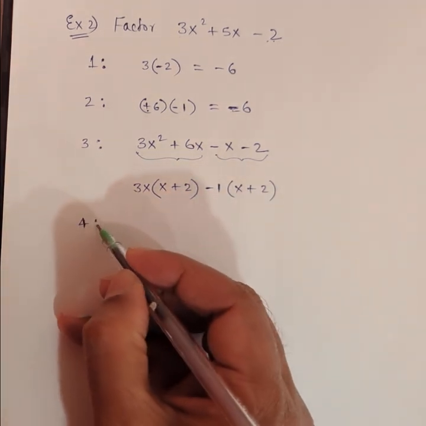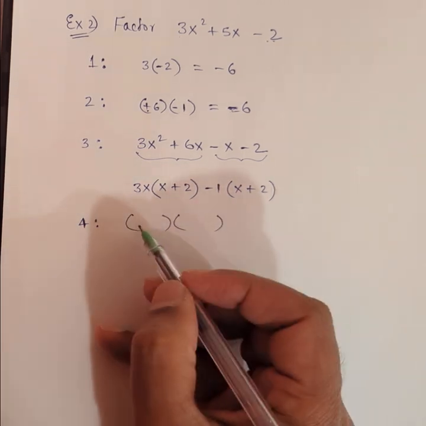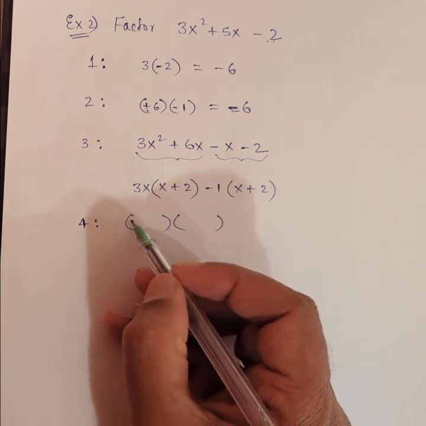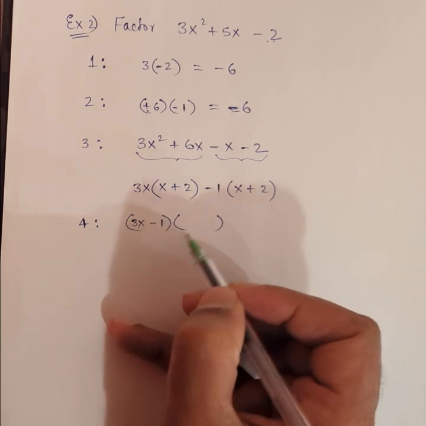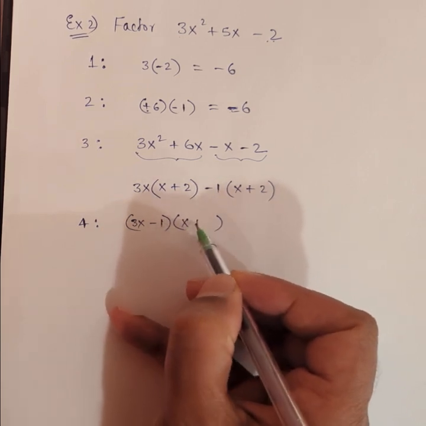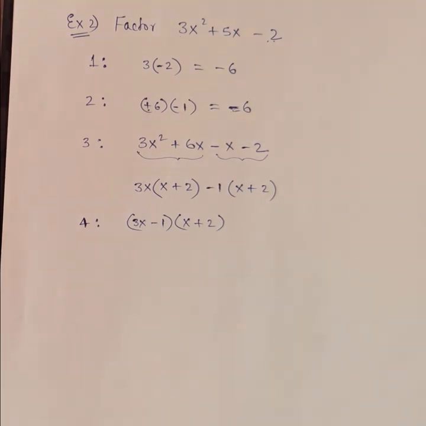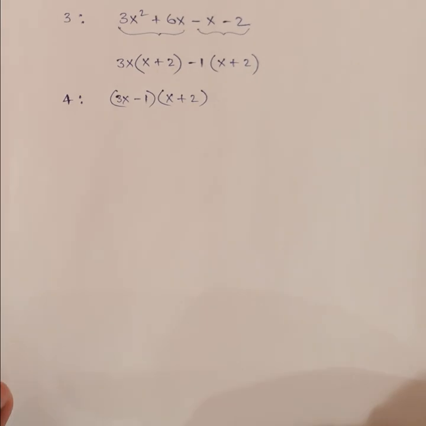So in step 4, we are ready to write down the factors. What are the factors? The first factor, I'm going to copy everything that's outside. So it's 3x, and then I have a minus 1 here. And the second factor is what's inside, which is just x plus 2. All right, let's look at one more example.